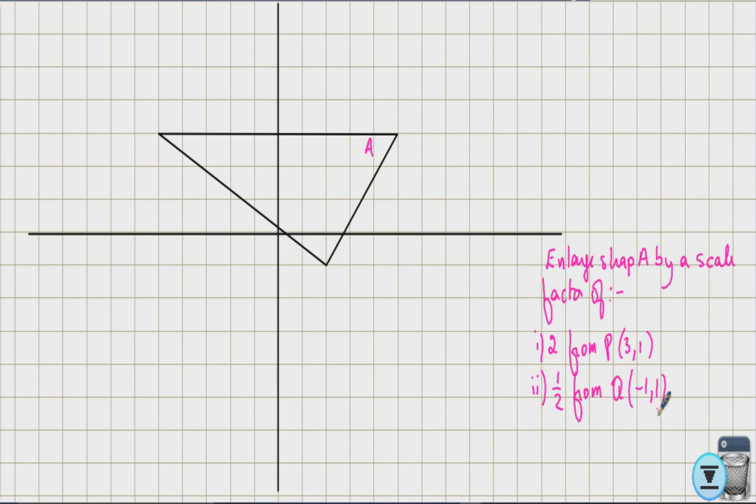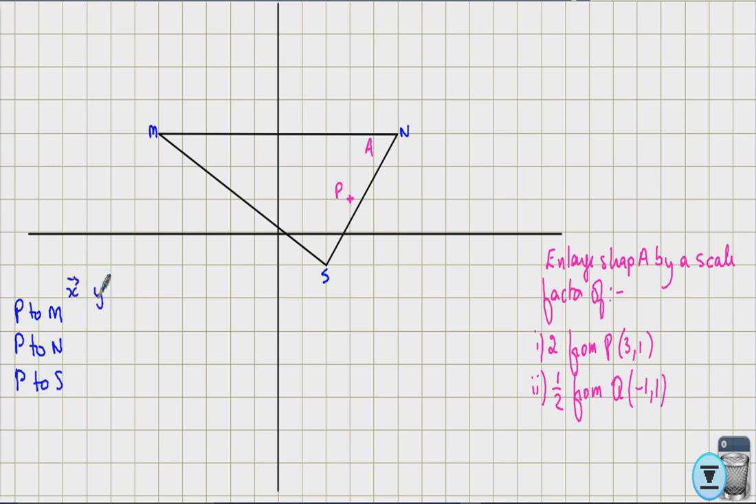So 2 from the point 3,1. So let's write down the point P 3,1. Okay, I'm going to enlarge that by a scale factor of 2. So I'm going to start by writing the vertices. I'm going to call them M, N, S. Alright, and we're going to do our usual work. So from P to M, from P to N, from P to S.